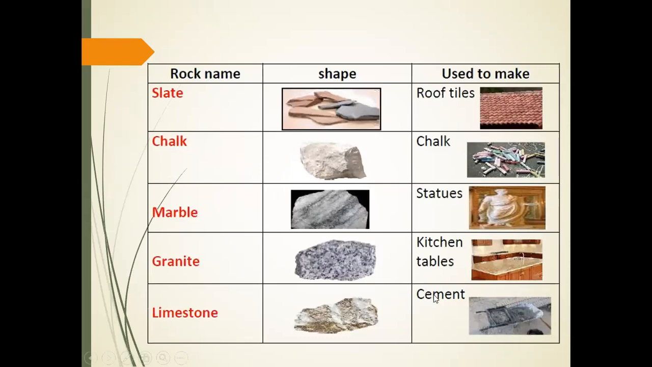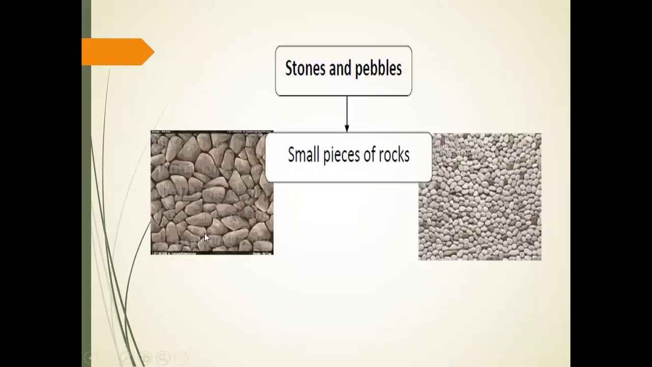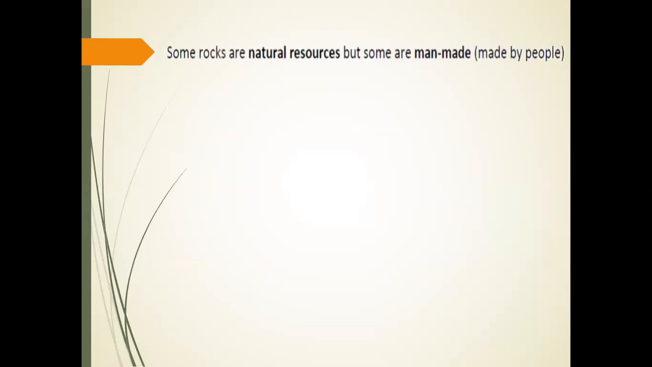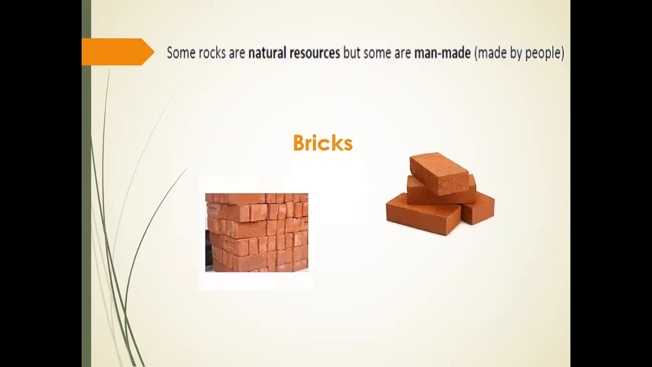I told you, if I'm saying rock or I'm saying stone, I'm saying the rock name, and this is a natural resource and it is found in nature. Okay, then we said that stones and pebbles are small pieces of rocks. So stones and pebbles are types of rocks and they are small pieces of them. The last thing in the rocks: there are natural resource rocks that are found in nature, and some of them are man-made, or made by people, like the bricks.